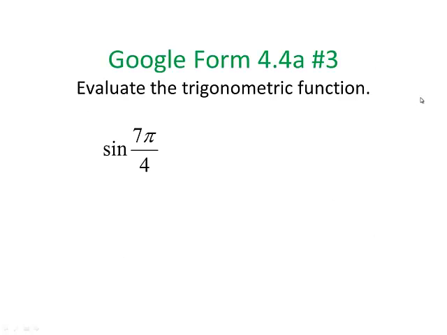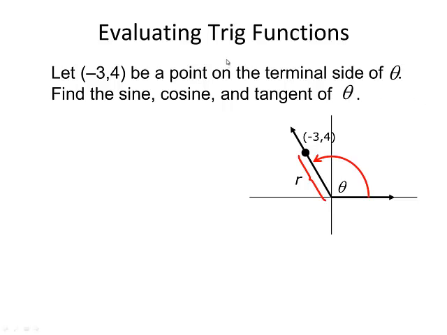Okay, evaluate the trig function, sine of 7 pi over 4. Evaluate the trig function. Let negative 3 comma 4 be a point on the terminal side of the unit circle. Find the sine, cosine, and tangent of theta.